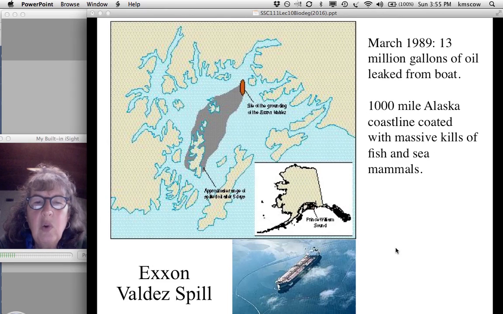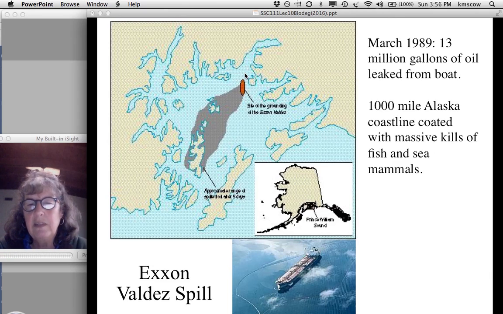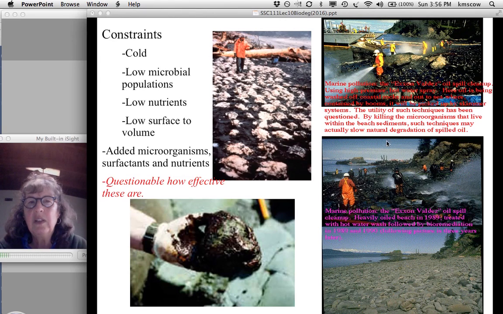The Exxon Valdez oil spill, I really should probably swap this out for the Gulf spill that was more recent. But this is a good example because there's history and there's enough time to understand what really happened. So in March '89, 13 million gallons of oil leaked from a boat up in Valdez, up on the Alaska coast, and just spread like this over all these islands. 1,000 miles of the coastline was coated, and there were massive kills of fish and sea animals. And I just wanted to talk about the biodegradation just to use this as an example.